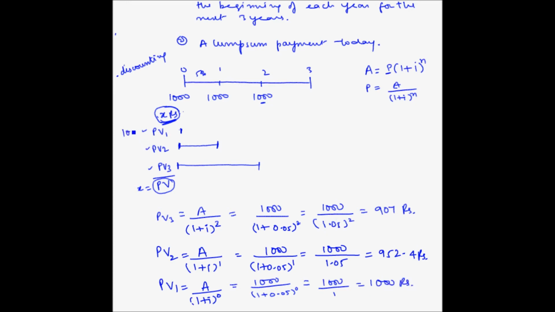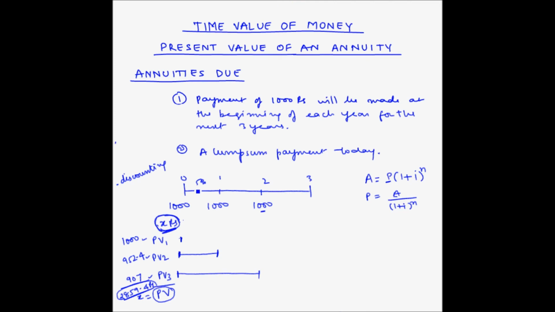So PV1 is 1000, PV2 is 952.4 and PV3 is 907. So the total is 2859.4 rupees. So this is the value of this X rupees, which if invested today at 5% interest compounded annually will allow us to withdraw 1000 rupees at the beginning of the first year, 1000 rupees at the beginning of the second year, and 1000 rupees at the beginning of the third year.